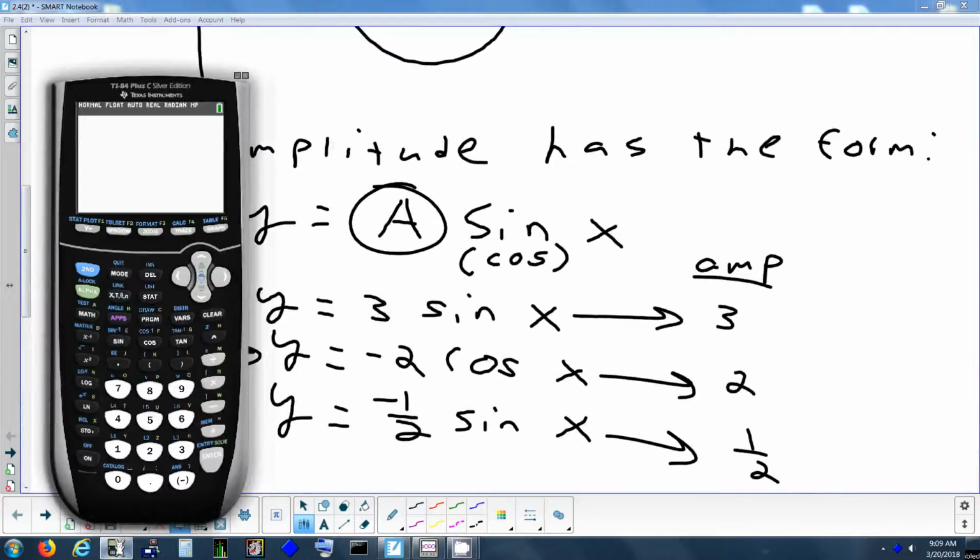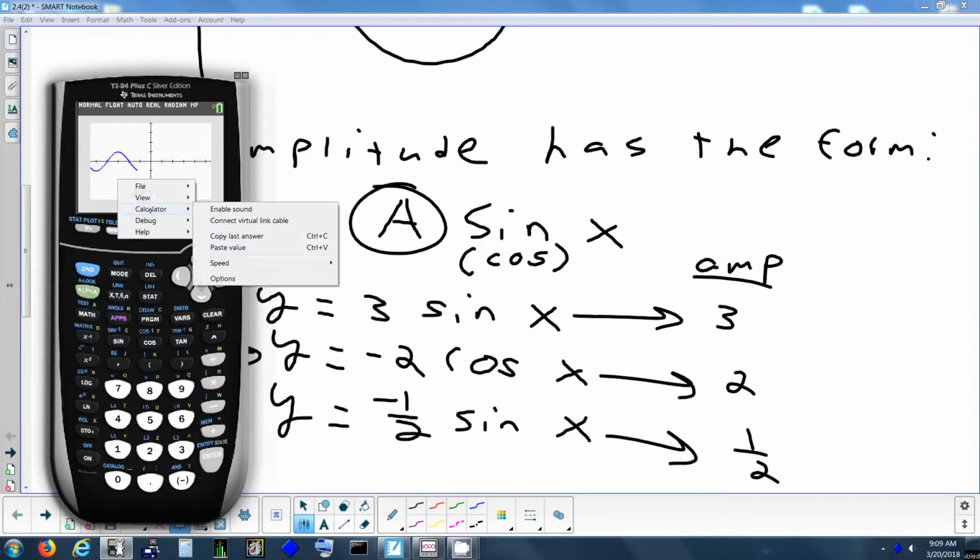Take a guess and say anything you want and I'll try it and we'll see what happens. So we'll compare whatever you say to the original. 2. All right, let's try 2. So 2 sine x. The one in red is the one we're going to focus on. Okay, so that's the original.